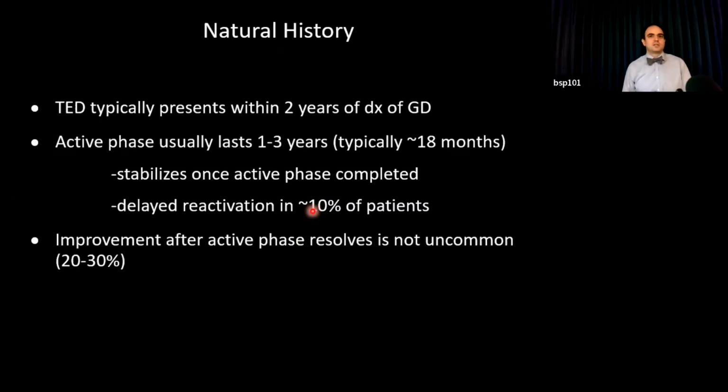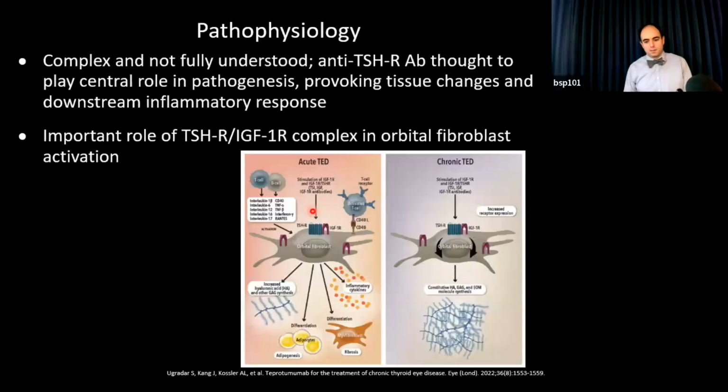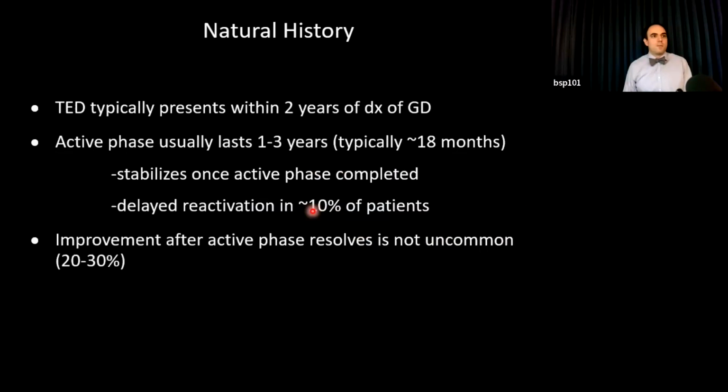There's about a 10% chance of a delayed reactivation. And improvement is not uncommon. So we frequently see, especially in younger patients who have mild active disease, that just with maintaining a euthyroid state and observation, often with long-term endocrine control, they slowly tend to get somewhat better. And so for mild active disease, you don't necessarily have to do anything unless there's evidence that it's rapidly getting worse.